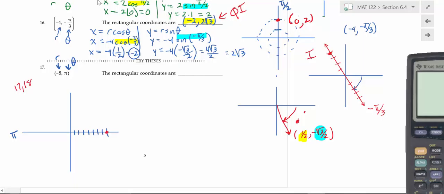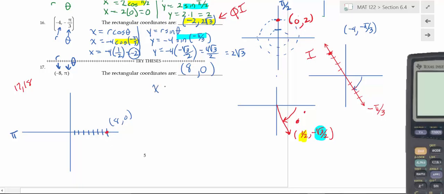So if you look at this in terms of rectangular, you already have the answer. This is the point 8, 0. That's one way to do the problem: just draw a picture and see if it matches. So pi is here, negative 8 is this way, so you would end up on the positive x-axis.